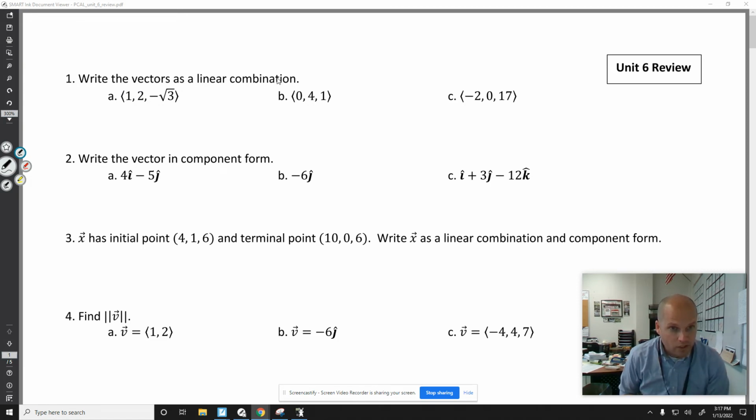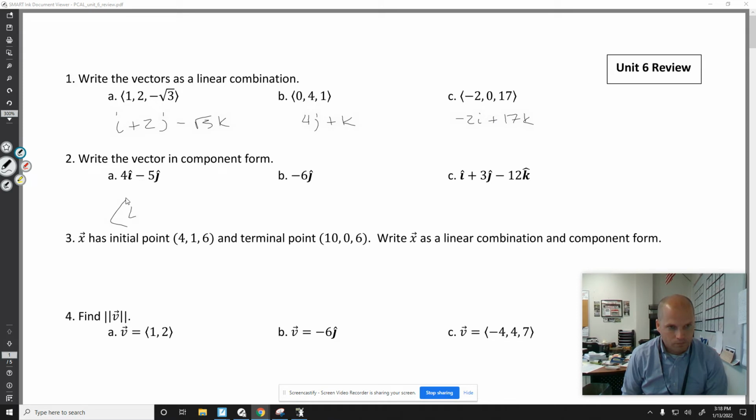We're writing vectors as a linear combination. We use i and j for x and y, and k for the z, third-dimensional component. So this is just 1i plus 2j minus root 3 k. If there's no i, you don't put i. You just have 4j plus k. This would be negative 2i, no j, plus 17k.